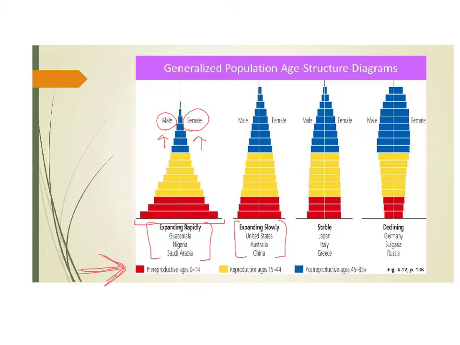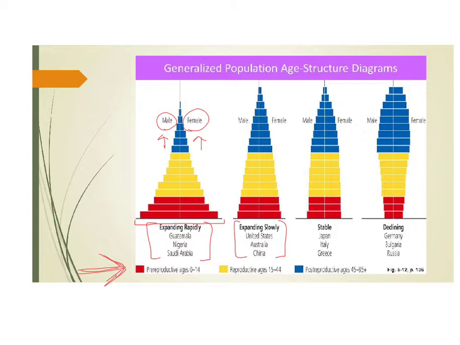Australia has some other reasons that they're expanding slowly. They also permit immigration quite a bit. China, of course, is expanding slowly. They were expanding rapidly in the late 20th century, but the one-child policy has slowed them down quite a bit. And so they are now in the expanding slowly category.